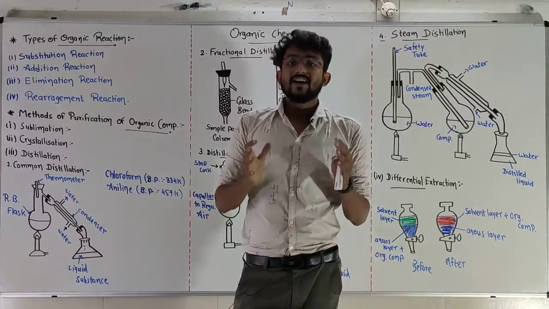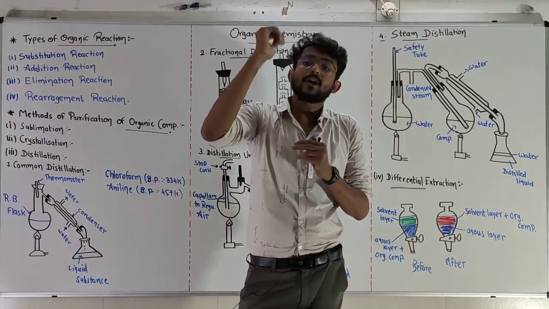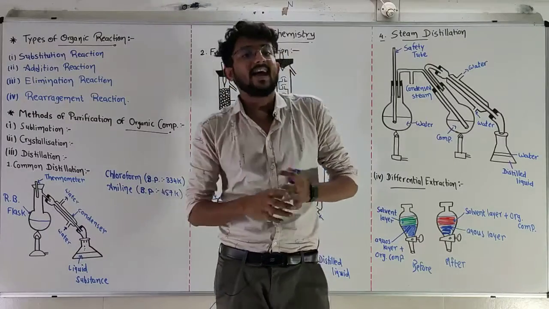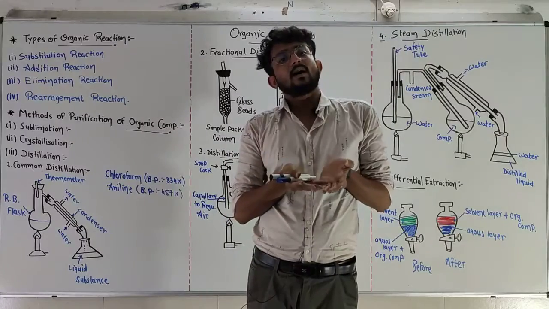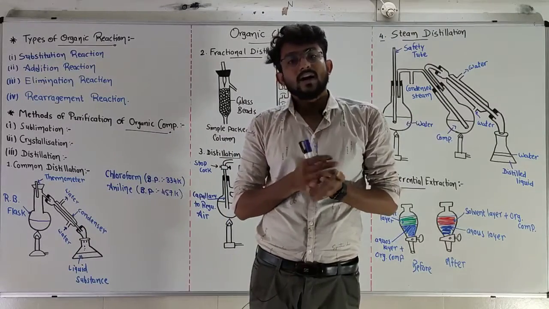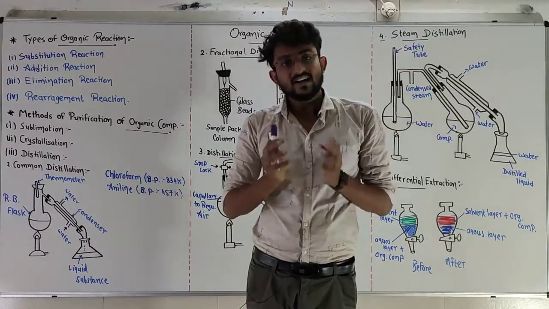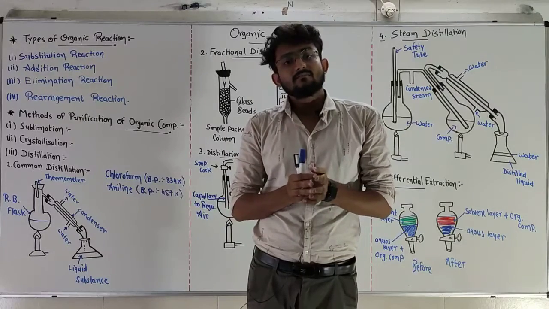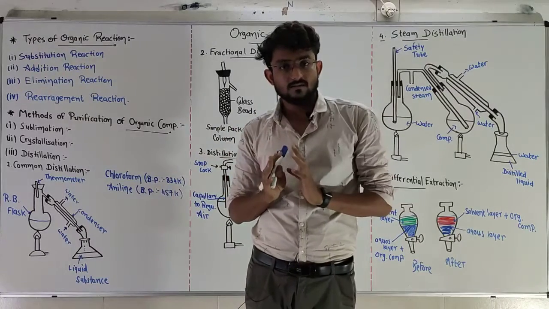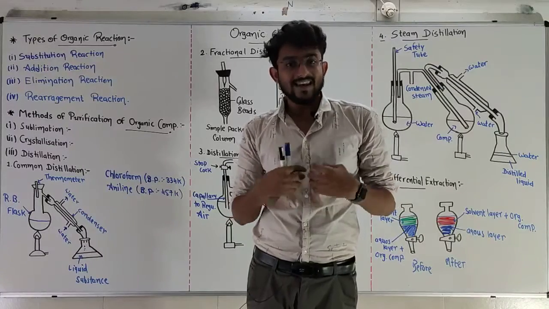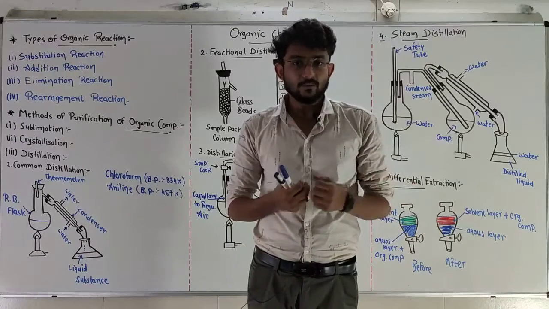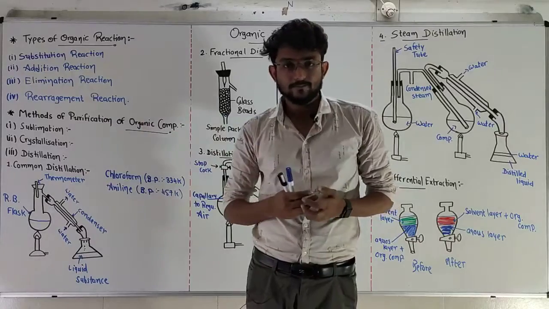Glycerine has a very high boiling point. When we heat it up to its boiling point, it will decompose, and the glycerine will become some other substance, which is not acceptable, because we need glycerine as our final product after the purification.